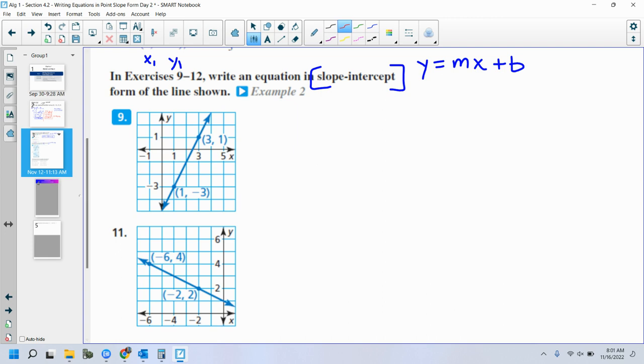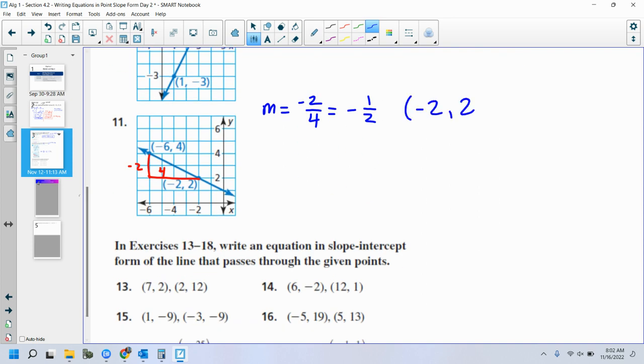Okay, first thing I need to do is pick out my slope. I go down 2, right 1, 2, 3, 4. Down 2, right 4. So my slope here is down 2, right 4. Can I leave it as negative 2/4? No, we have to turn it into negative 1/2. Okay, let's pick a point. Chloe, pick the point. What do you want to use? Negative 6, 4 or negative 2, 2? Negative 2, 2. See, there's no way around not using a negative. Could I have chosen negative 6, 4? Of course.